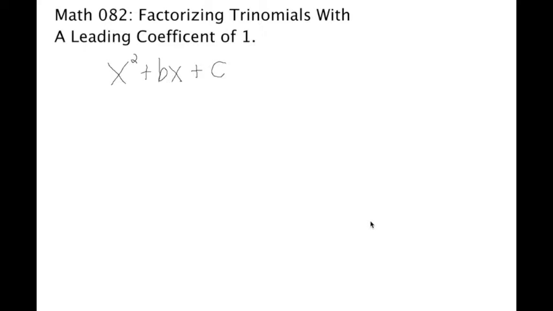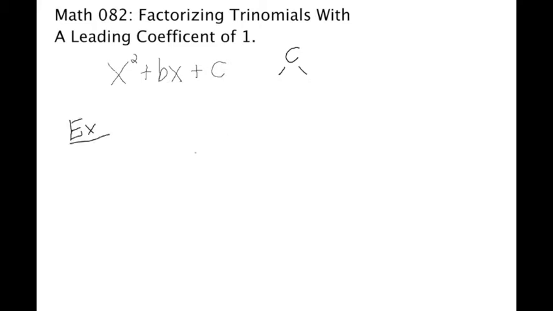This video is for Math 082, and it's going to show you how to factorize trinomials with a leading coefficient of 1. All trinomials are going to have a base form of ax squared plus bx plus c. But when it has a leading coefficient of 1, it's not going to have that a there. It's just going to be 1x squared. With that a not there, it's going to make things a little different, because that way we're only going to be finding things that multiply into c. So you'd be finding all the factors of c and seeing which combination of those two adds to b.